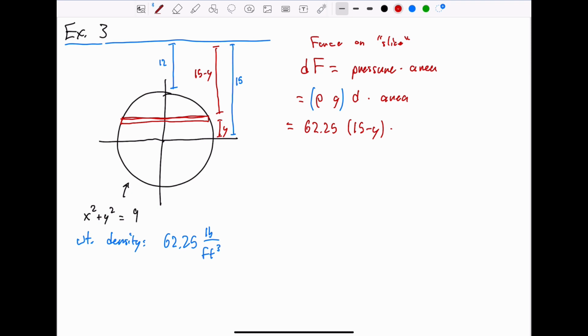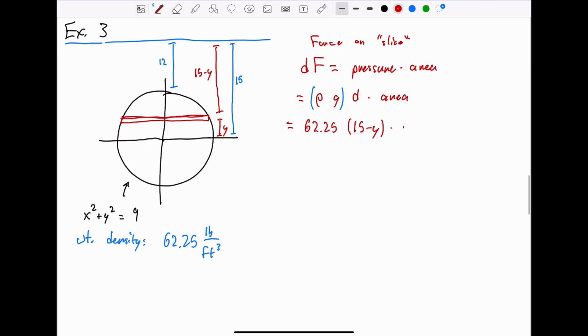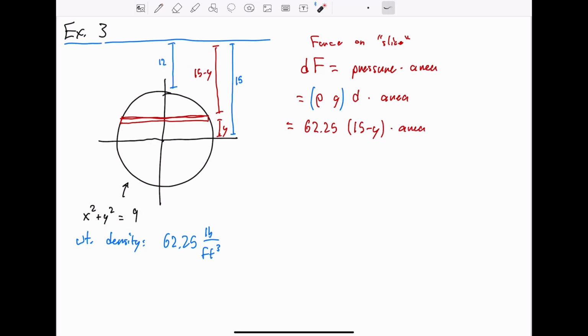Then we multiply by the area of this slice. Now this slice is a rectangle. It has some length, and the width of the rectangle is the small change in y. That's this dy. Let's just call this length L for now. So the area is the length L times the width. So we have 62.25 times 15 minus y times L dy.